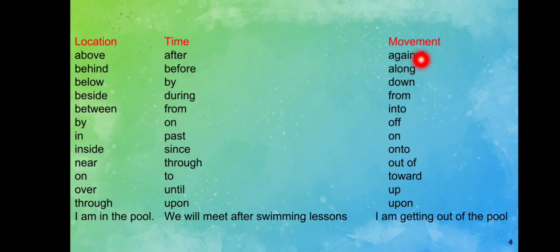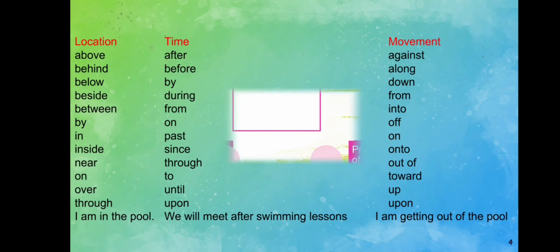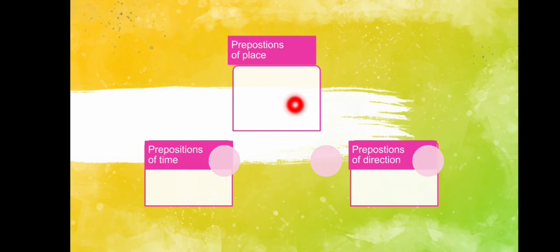Now prepositions of movement: against, along, down, from, into, off, on, onto, out of, for, toward, up, upon, and getting out of the pool. So these are the examples of prepositions. Prepositions are divided into three sections. The first one is prepositions of time. The next category is prepositions of place, and the third category is prepositions of direction or movement, as you have seen.